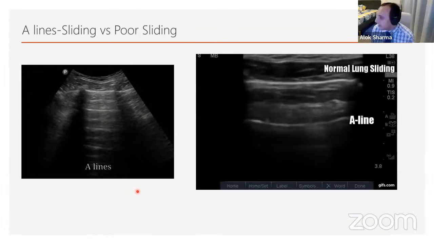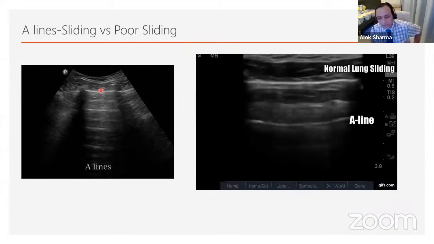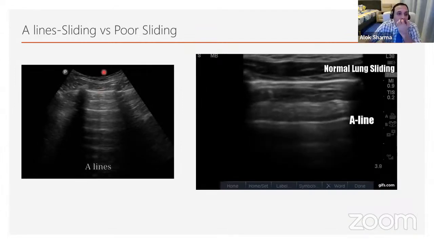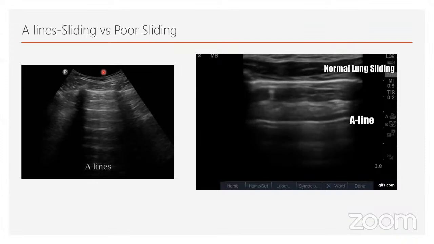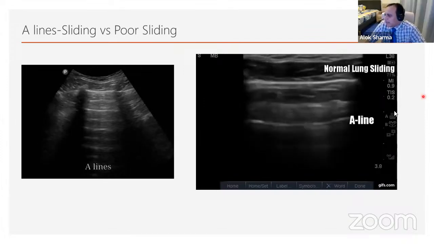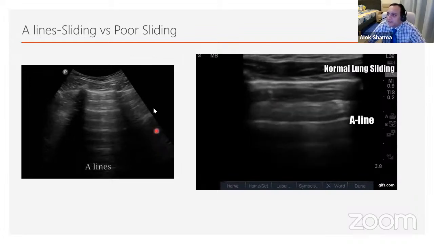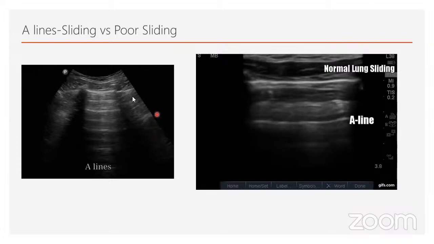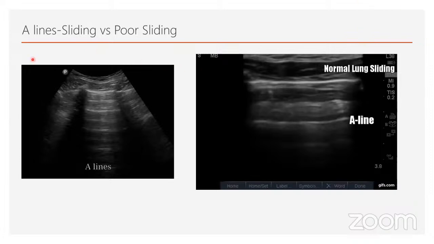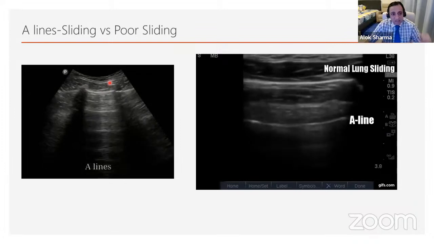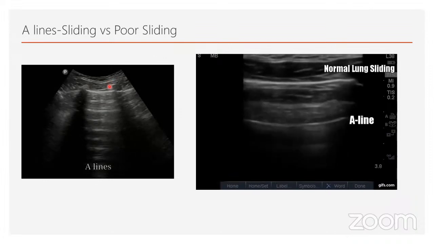What do we think, guys? Let's ask the audience. I want your opinion. The image where the cursor is, is there pleural sliding or is there no pleural sliding? There is pleural sliding. Okay, Leila thinks there's pleural sliding. Fantastic. Anybody say there's no pleural sliding? Okay, we got a few. Mayank says there's sliding. Is it the image on the left, where the cursor is? That's correct. Compared to the right, the pleural sliding on the left is poor. Is there sliding or no sliding? I think there's no sliding. No sliding compared to the right.